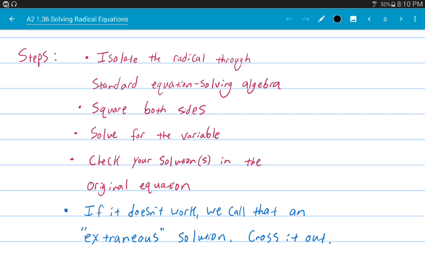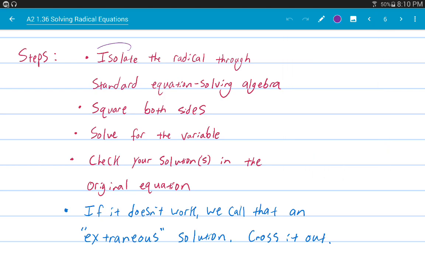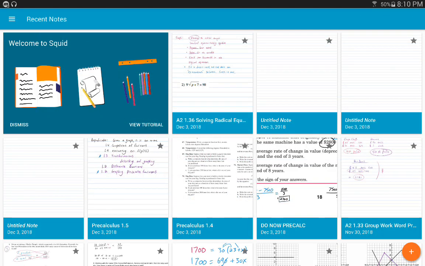Now I'll go through a couple examples with you. These should be pretty quick. We're going to do exactly this. We're going to isolate, we're going to square both sides, and then we're going to solve for the variable. And we'll check it back in, but I'm going to do that real quickly.